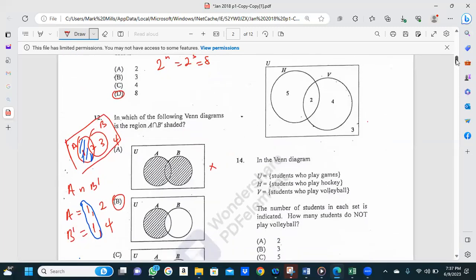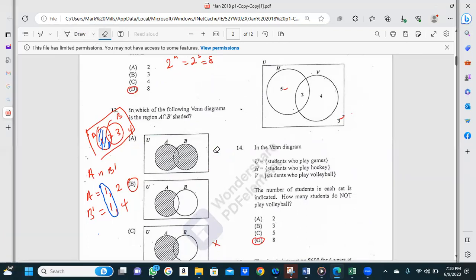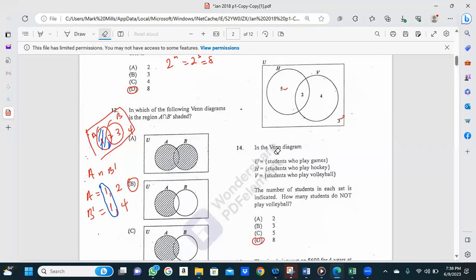Number 14. They say which of the students do not play volleyball? Which of them don't play volleyball? So this is the volleyball circle. We have 5 and we have what? 3. So when you add the 2, what do we get? 8. 8, right? All right, so we move on.